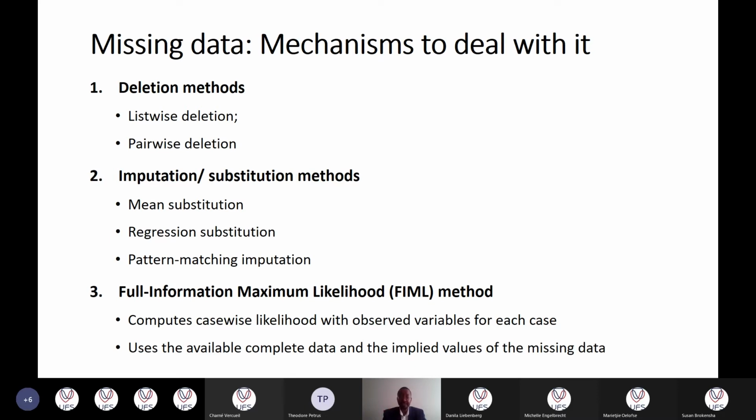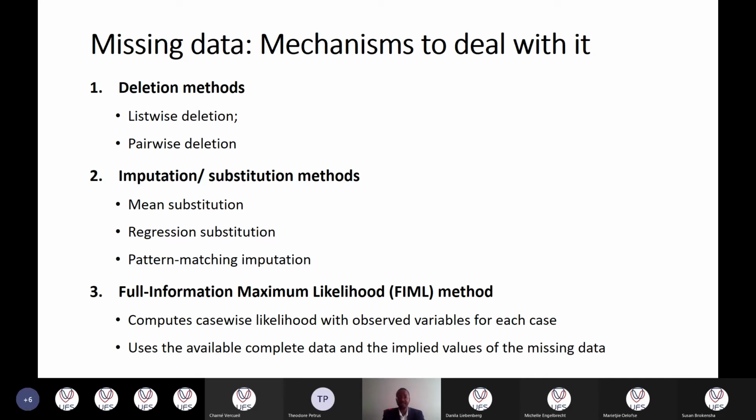Some people simply delete, listwise or pairwise. It is not advisable that we do this, even if you swear that you will report what you deleted. Some still use the substitution methods, substituting a particular participant's score with a mean of the group, or even do regression substitution, pattern matching imputations. These are slightly better than deleting, but they are also not ideal.